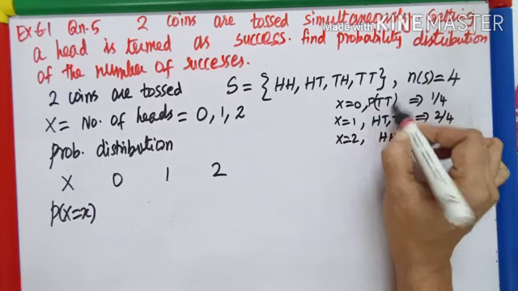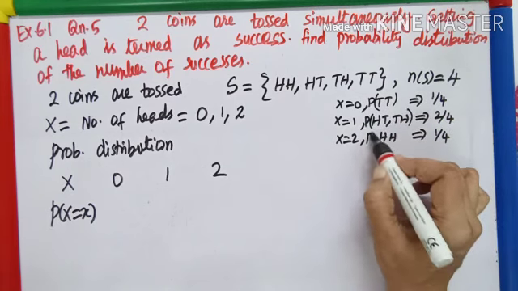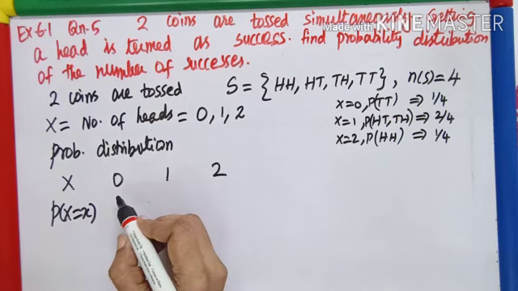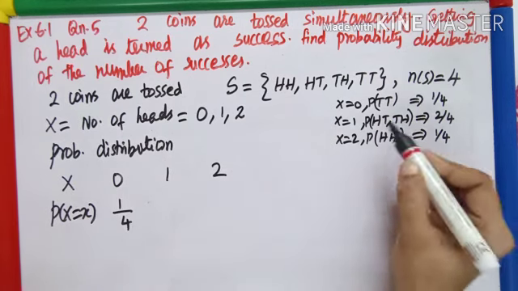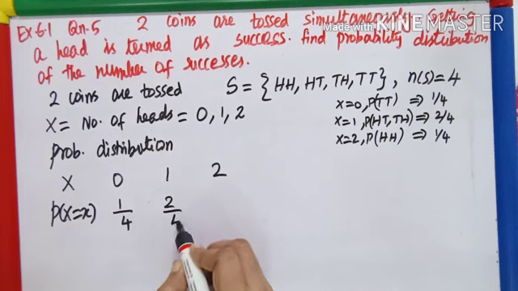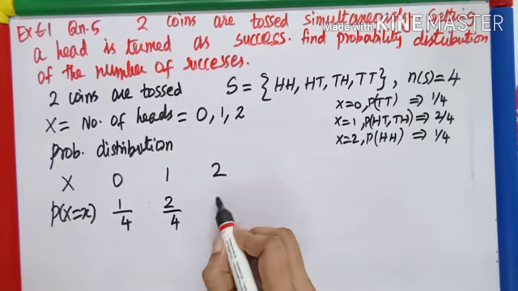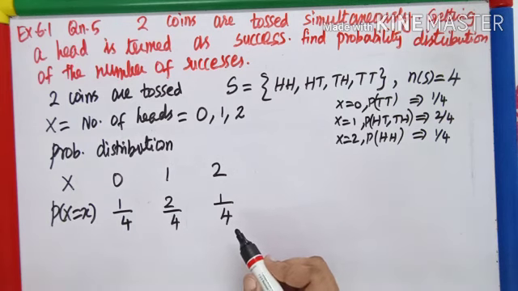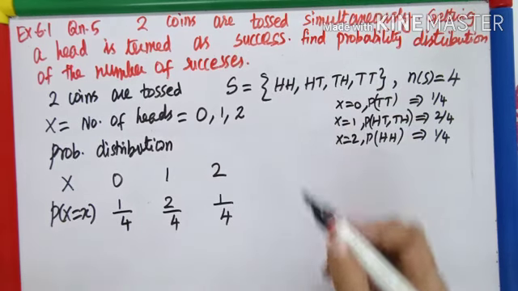So let us tabulate here. When it is 0 heads, 1 by 4. When it is one head, 2 by 4, and when there are two heads, it is 1 by 4. And this is the probability distribution when two coins are tossed.